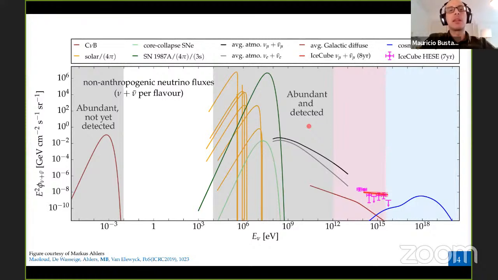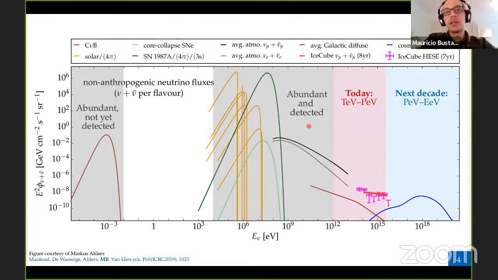And towards higher energies, up to about 10^9 eV or so, we see atmospheric neutrinos, which are created when charged particles from outside the atmosphere called cosmic rays interact with the atmosphere and make particle showers. And these are abundant and detected. And at even higher energies, between 10^12 electron volts and let's say 10^15 electron volts, which we call TeV to PeV, those are what we call today high energy astrophysical neutrinos.